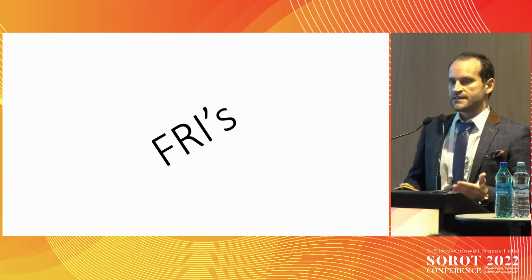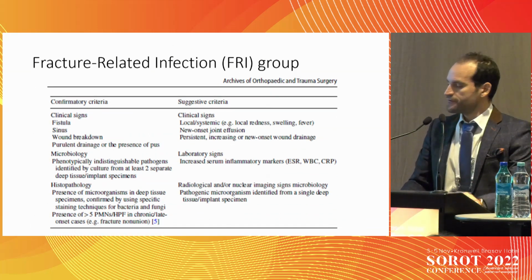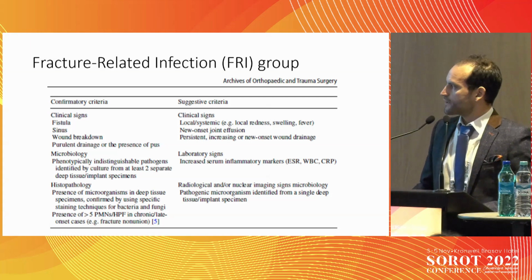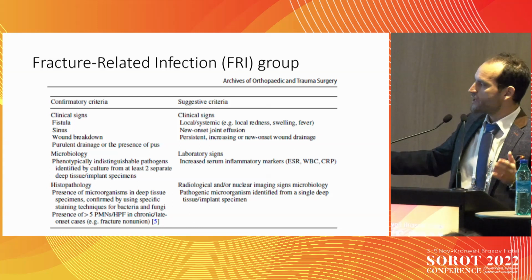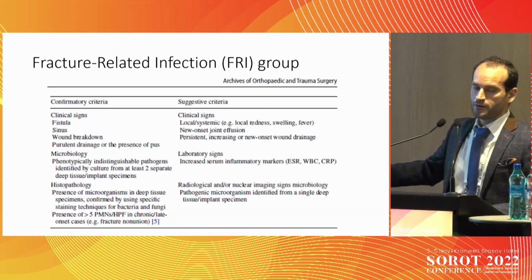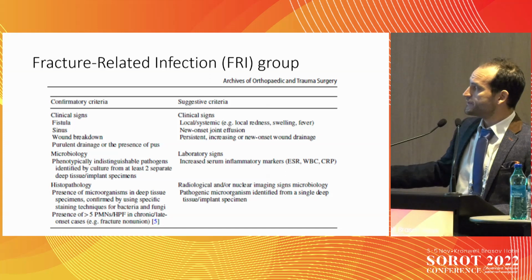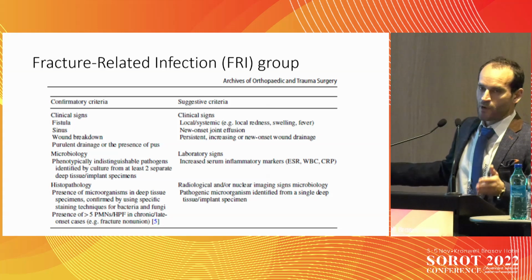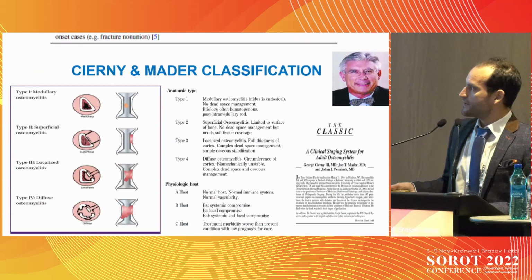Now, some more interesting stuff about the fracture-related infections. The fracture-related infections are infections that take place after a fracture, after fracture management. Of course, if you see any signs of fistula, sinus, wound breakdown, or if you have two positive cultures of intraoperative specimens, then you have the confirmatory criteria that you have an infection. All other criteria, ESR, white blood cell count, CRP, and clinical signs are suggestive criteria.